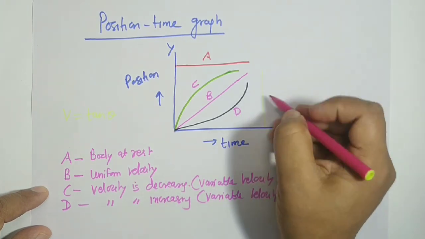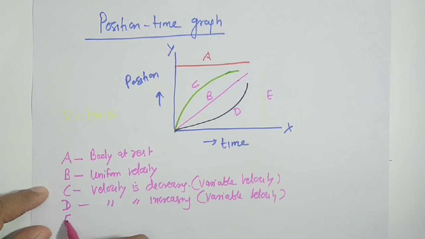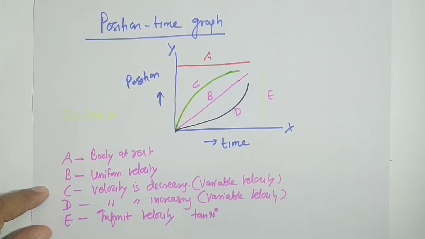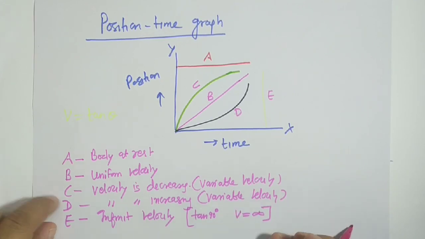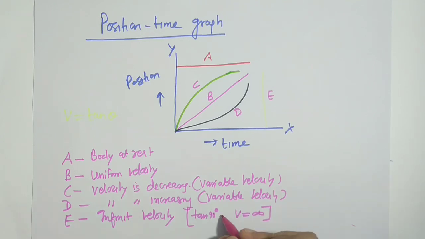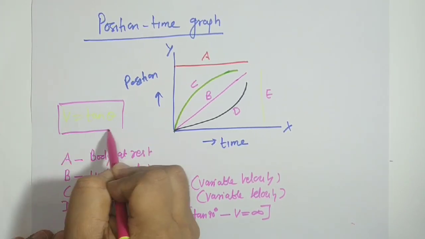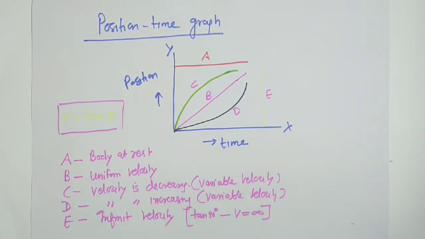And then at the last we have E. E represents infinite velocity, which is not possible. Are you getting it? Because tan 90 will make velocity infinite. So this is not possible. I think all of you know this is velocity, tan theta. This is a position time graph where we can get the velocity in this case.